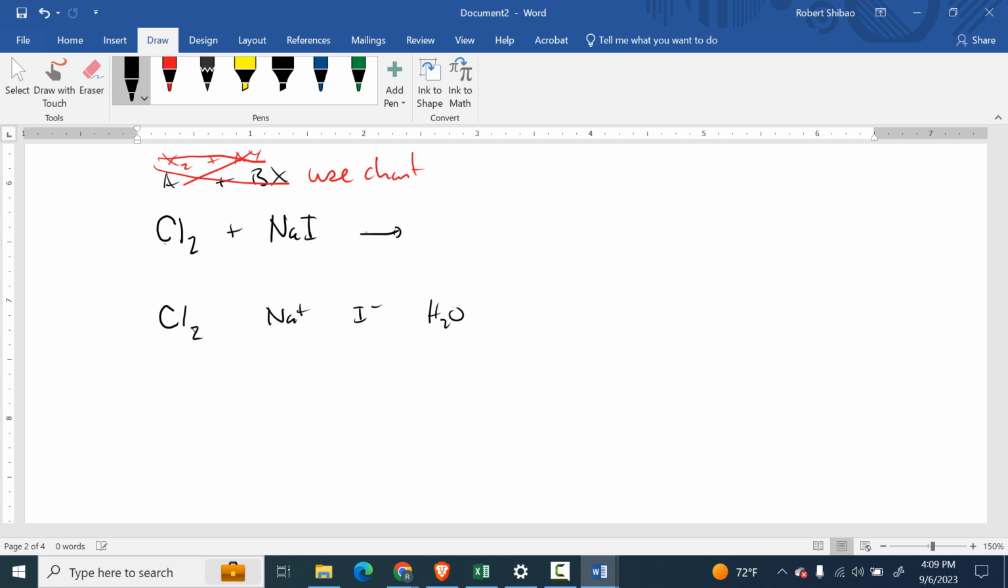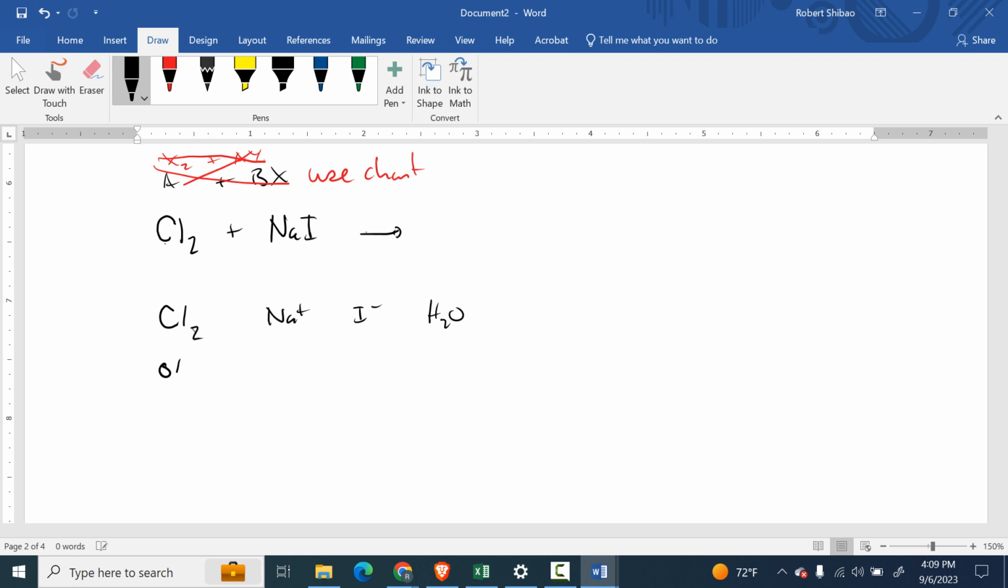Well, if it's not double replacement, I go to acid base. Is chlorine an acid? Is it a base? No. Sodium ions? Iodide ions? No. Only water. So I skip acid base and then I go to redox. And so we're going to use the chart for redox.